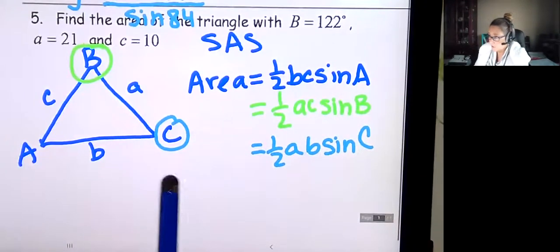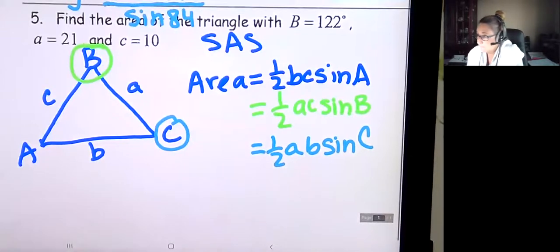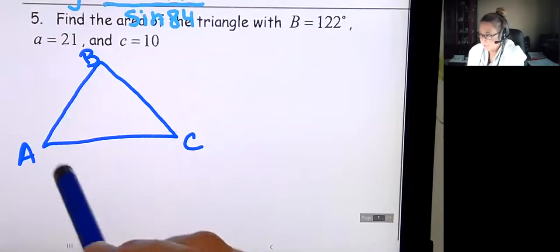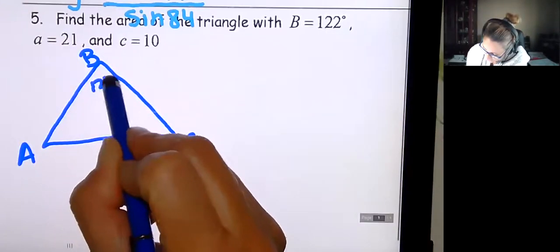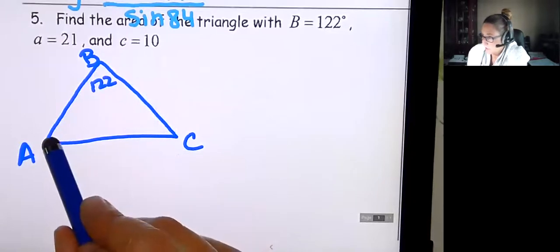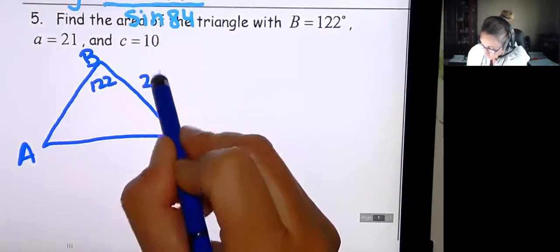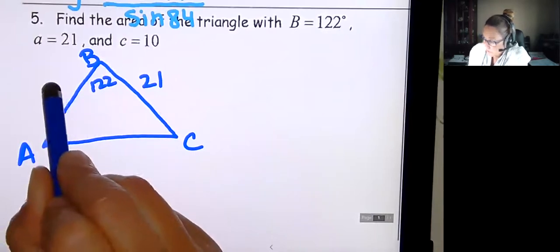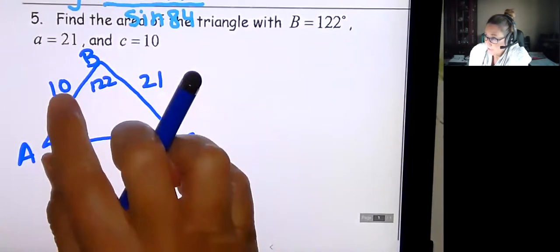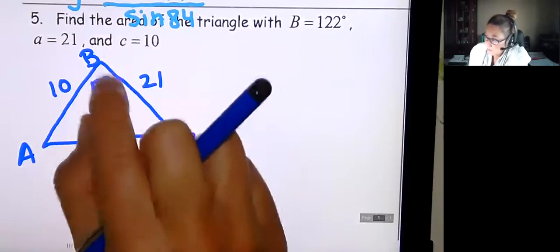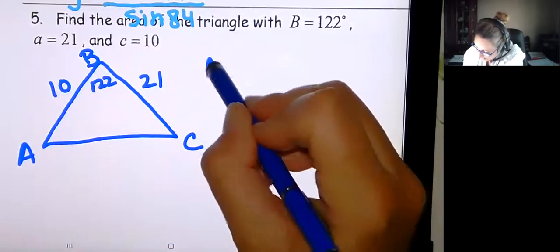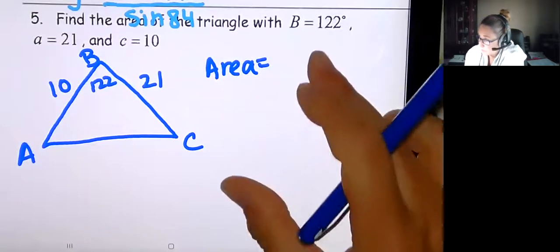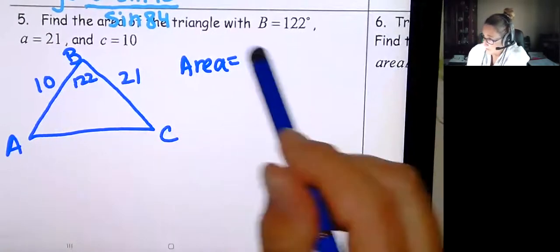So now let's take a look and let me draw in the actual situation. Okay, so if I have triangle ABC, and in this case, I know angle B is 122. I know that little a, so right here, is going to be 21. I know that little c, so that's going to be right here, is 10. And you'll notice I have side, angle, side. So I'm going to be using the sine of this angle and these two sides. So my area, and I'm going to write area and not A equal because I don't want you to think we're finding this A. This is area.